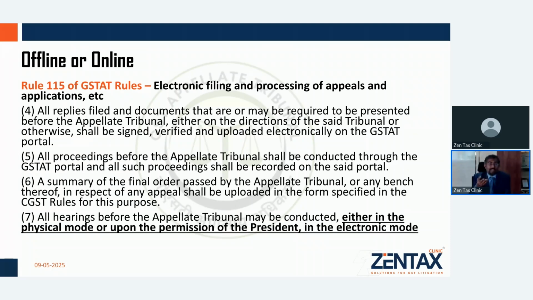Now we understand that the hearing is generally physical, and only when the permission is given by the President, it is in electronic mode. This provision in Subrule 7 is in complete contrast to all the provisions contained in Subrule 1 to Subrule 6 of Rule number 115, and therefore we get an idea that generally it is going to be offline in physical mode. But we will have to wait on how things are going to be actually put in place.